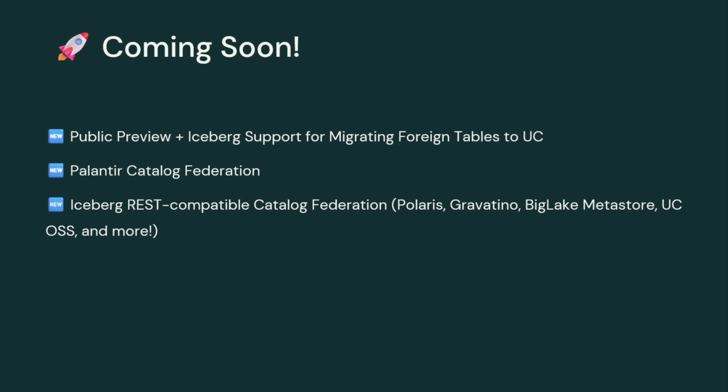And then we don't want to stop there. The industry is going towards Iceberg REST as its interoperability layer. And since UC supports open APIs for both Unity REST and Iceberg REST, we want to be able to federate to all these catalogs to give customers the most flexibility. And so, just listing all the great names involved here: Polaris, Gravitino, Big Lake, Unity Catalog Open Source, and more. So we really have a lot of new logos that will be part of the slide just in a few months.